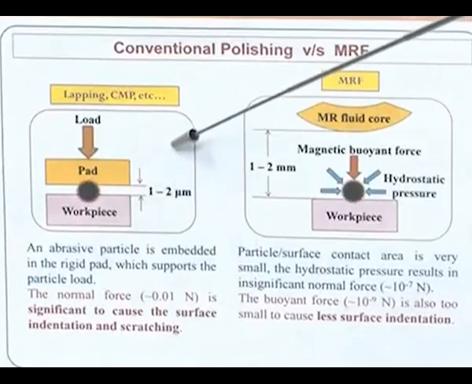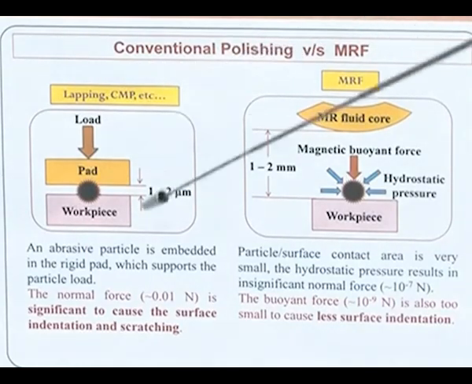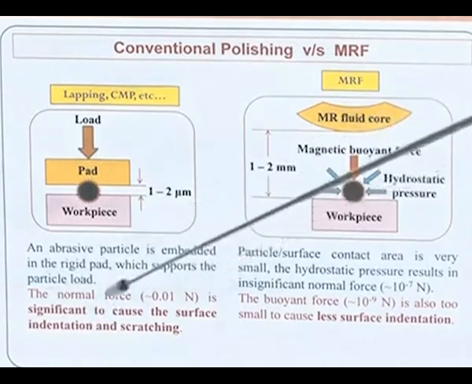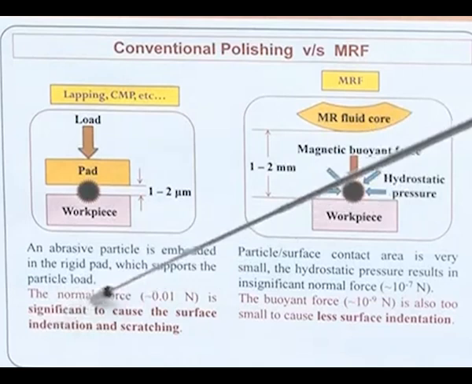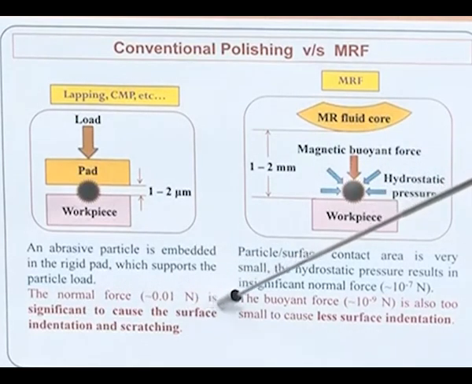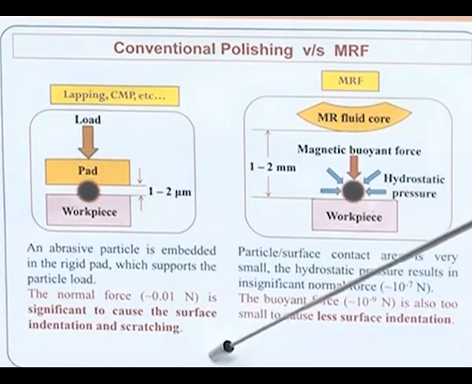This diagram shows the forces acting in conventional polishing versus the MRF process. In conventional polishing such as lapping or chemomechanical polishing, shortly called the CMP process, the abrasive particle is embedded in the rigid pad which supports the particle load. Therefore, a normal load of around 0.01 Newton is significant enough to cause surface indentation or scratching in the case of nano finishing.